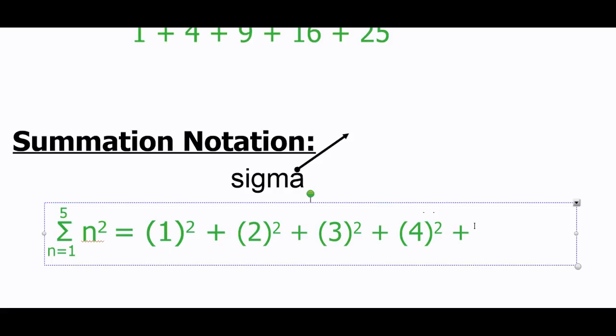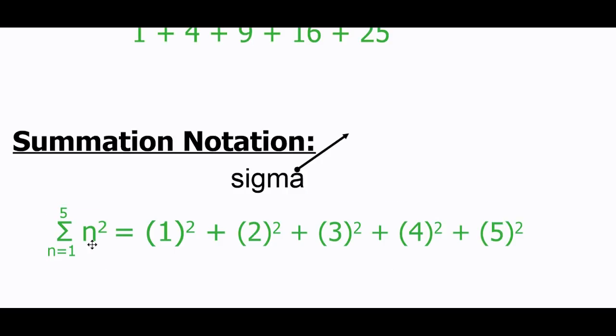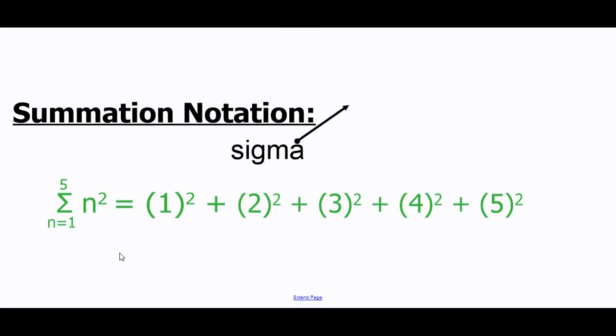And then the last term is going to be 5 squared, because I'm going to count all the whole numbers between 1 and 5. This is my starting place and this is my stopping place. I'm not going to keep going after I plug in 5. And so from here, this is where I would plug in those values.